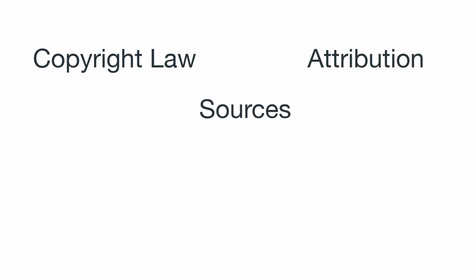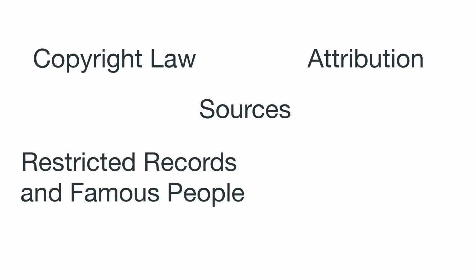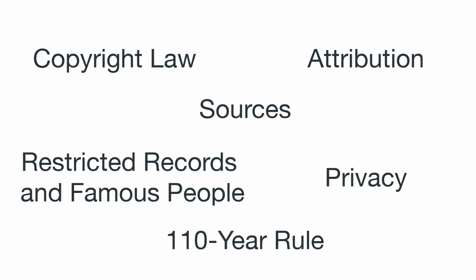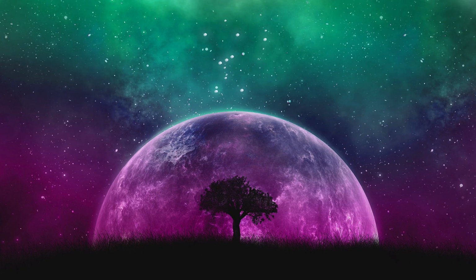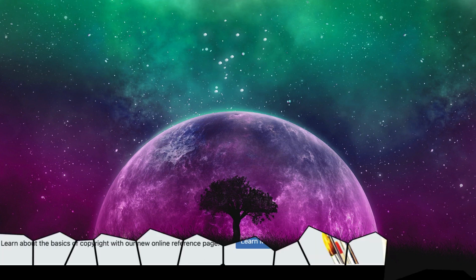These considerations include the effect of copyright law on research and publication, the need to provide sources for all the information gathered and incorporated in family trees, attribution for any ideas or concepts borrowed from others, why some genealogical records are restricted, especially those dealing with famous people, the effect of the privacy of living people on the availability of records, and lastly, the 110-year rule as it applies to temple ordinances performed by members of the Church of Jesus Christ of Latter-day Saints. In each of these areas, the explanation is short and concise.